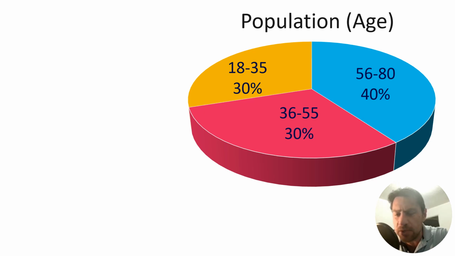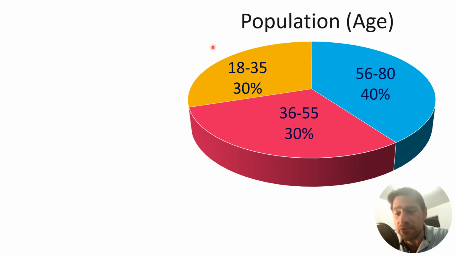Okay, let's consider the following example. Let's say you're conducting a poll on how people are going to vote in some upcoming election. And let's say this is your population of all registered voters right here. And here, let's say you have their age distribution. So let's say 30% are 18 to 35, 30% are 36 to 55, and 40% are 56 to 80. Let's just say that's the case. Now, age is not the only thing that matters about voters, but it's one thing that matters.